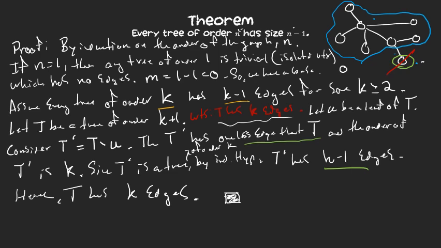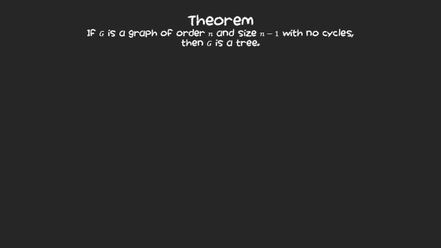Let's see what else we can prove about trees. You may be wondering, after that last theorem, if we know a graph has this relationship between the order and size, that m equals n minus 1, do we know that the graph's a tree? And the idea is not all the time. We need some other condition on it to be guaranteed to be a tree. So this is one of those conditions. If we have a graph of order n and size n minus 1, that meets that relationship, and it has no cycles, then G has to be a tree. Those two properties together tell us it's a tree.